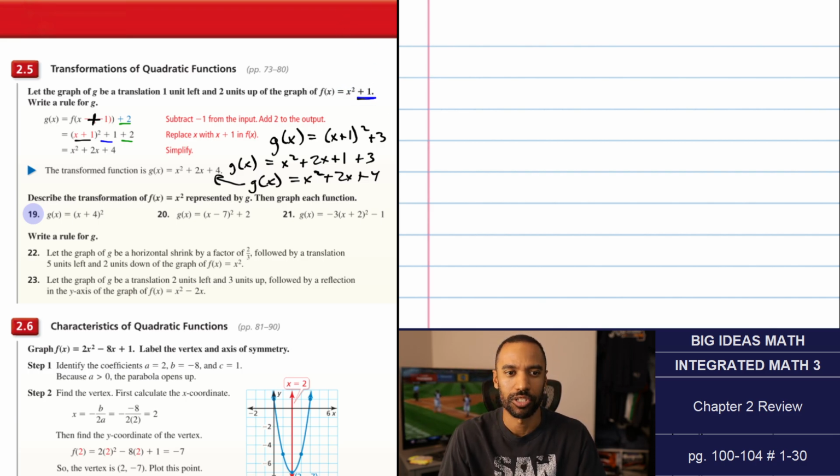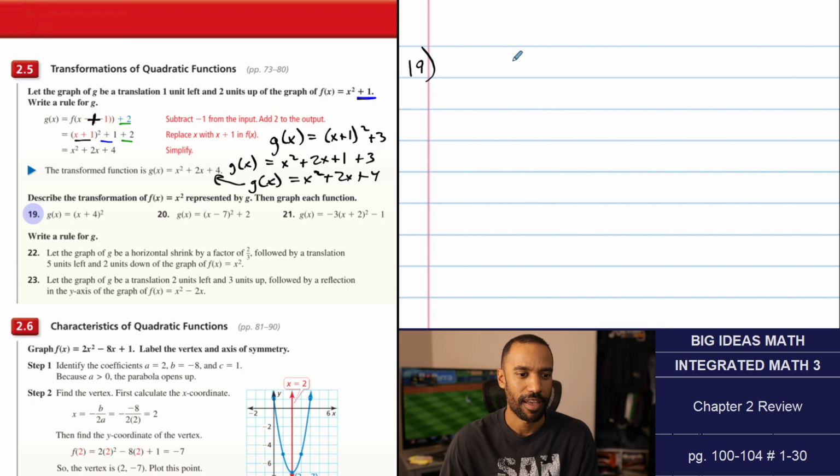Okay, there's the example. There's the transformation with stuff. It kind of reminds me of the 2-2 information. Let's go to our problems. Number 19. We got problems too, you know. Number 19, describe the transformation of f(x) = x² represented by g, then graph each function.